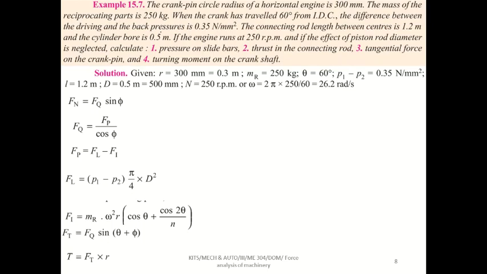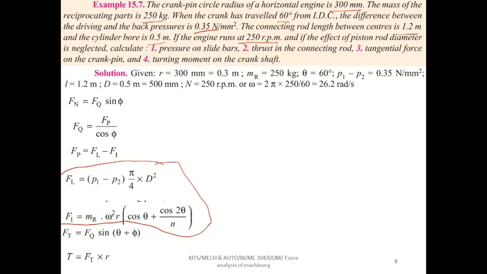See, they are given the mass value, radius of the crank, angle rotated by the crank, then pressure value, then cylinder bore diameter capital D, then at what speed the engine is running, and connecting rod length. Everything they will give. You have to find out Fp, Ft, Fq, T, everything. Very simple. If you remember these two formulas, other formulas are very easy.